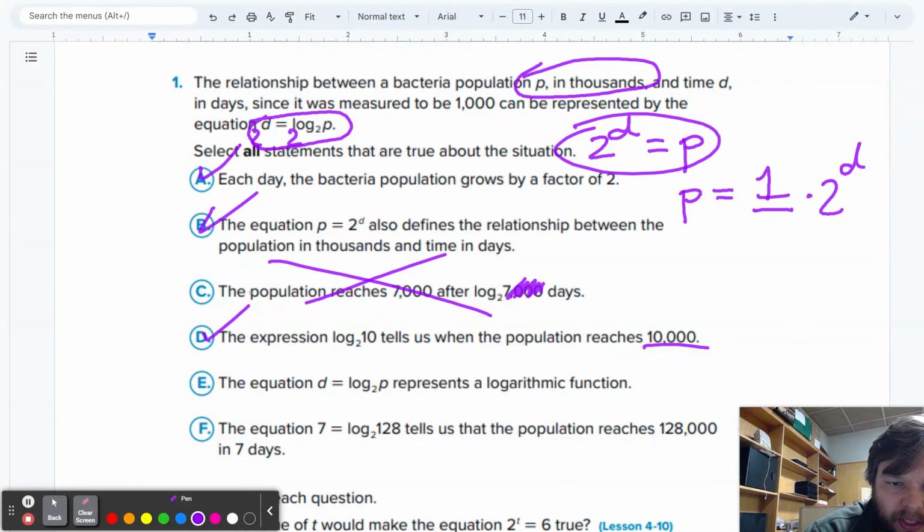The equation d equals log base 2 of p is a logarithmic function. Sure, that's just like a vocab word. The statement that 7 equals log base 2 of 128 means it reaches 128,000 in 7 days. Absolutely correct. So lots of correct statements right there.